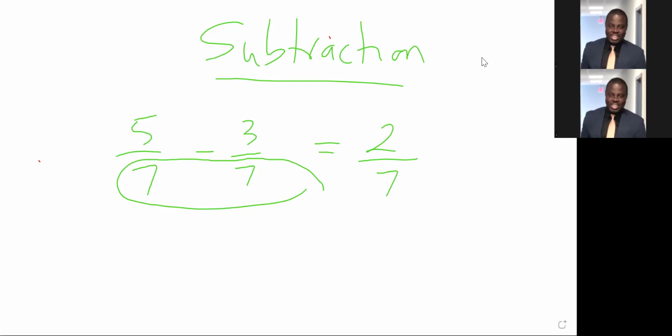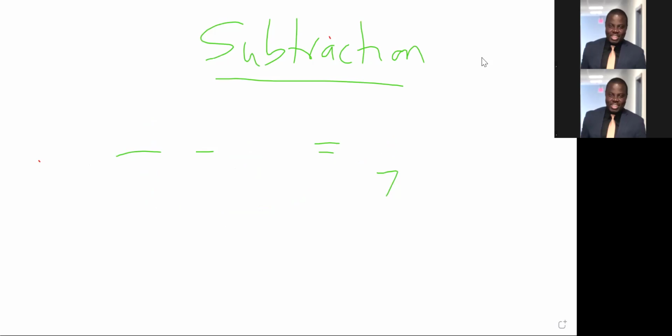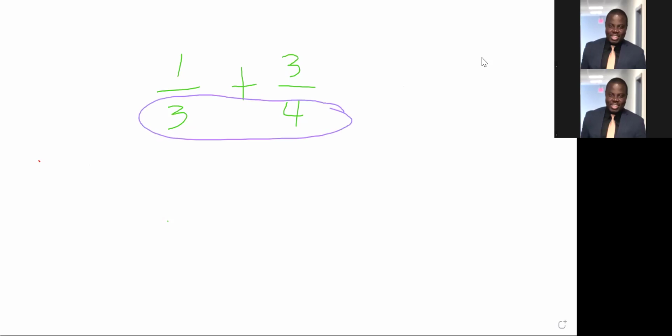This time we want to look at when you do not have common denominators. So I'm going to start again with addition. This time I don't have common denominators, and that's why it gets a little tricky. So let's say I've got 1/3 plus 3/4. If you look, you can see that we don't have common denominators in this problem.